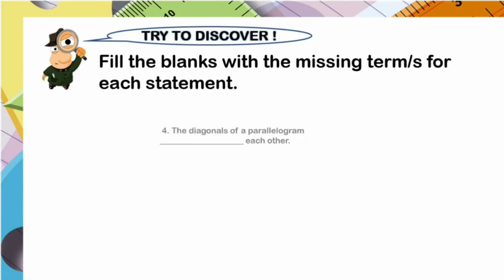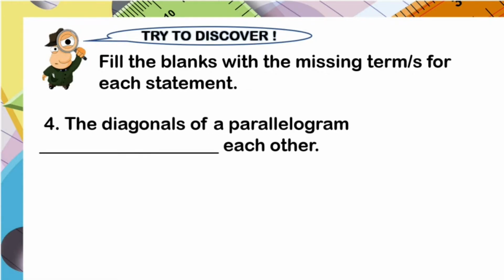Let's proceed to number 4. The diagonals of a parallelogram blank each other. What do you think is the missing word? The correct answer is bisect.